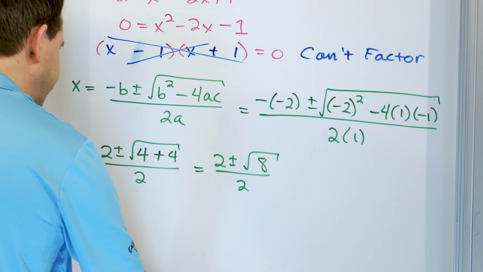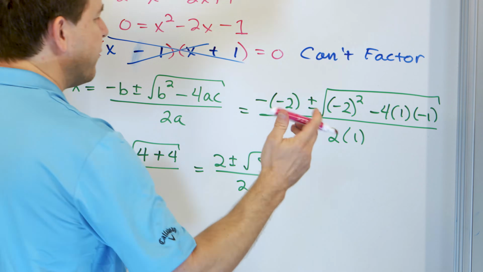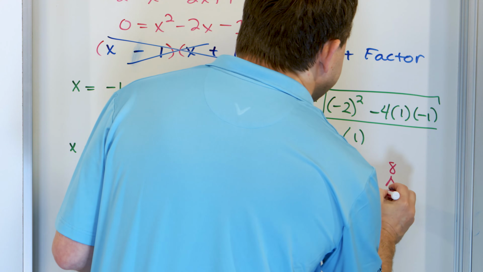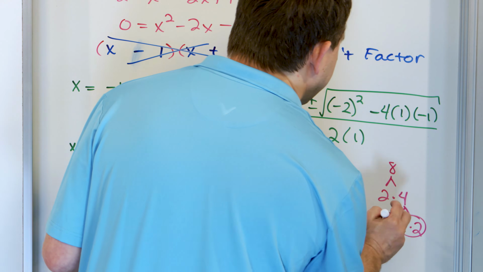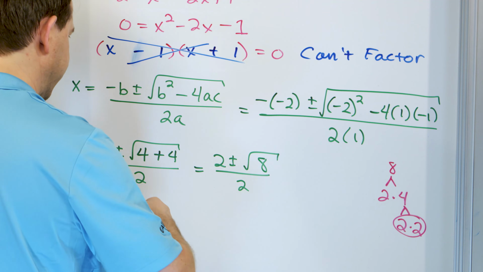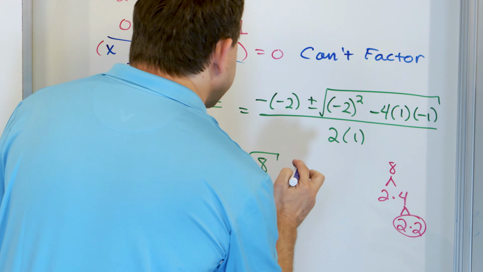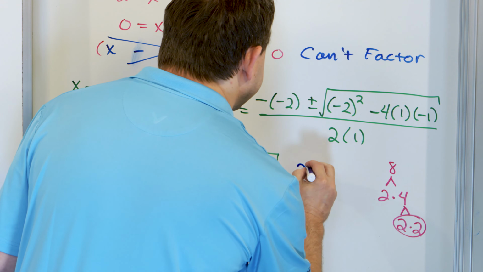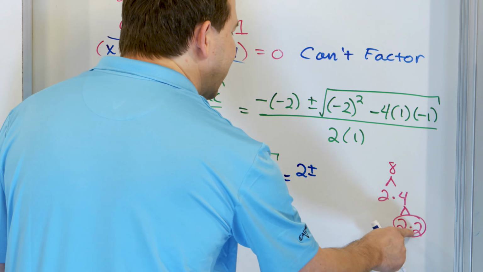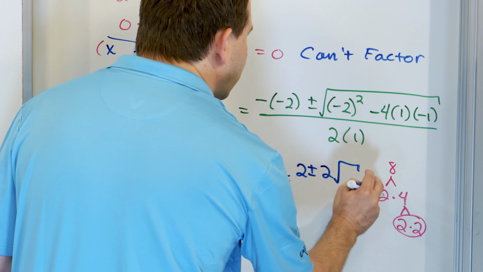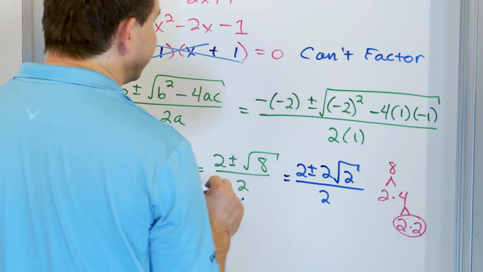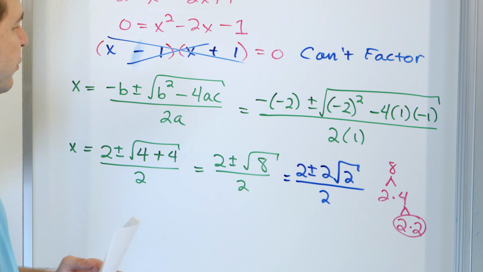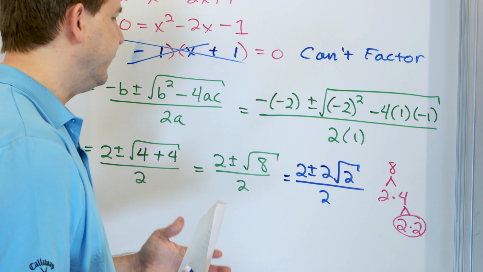Now, if you simplify this radical, which is the square root of 8, remember we learned how to simplify radicals. It's 2 times 4, and 4 is 2 times 2. And we're looking for pairs, so we can pull out a 2 there. So the square root of 8 reduces to a 2 coming out and a square root of 2 left underneath, and we learned all of that when we learned radicals. So you have 2 plus or minus 2 square root of 2, divided by 2, a lot of 2's.